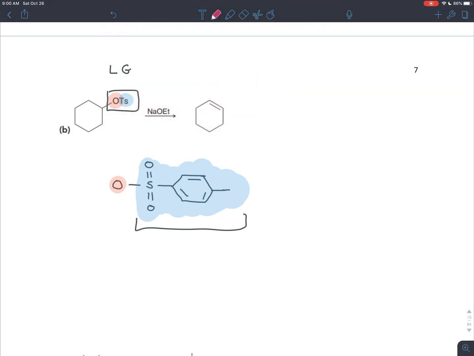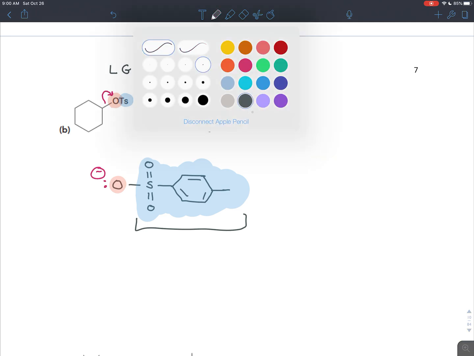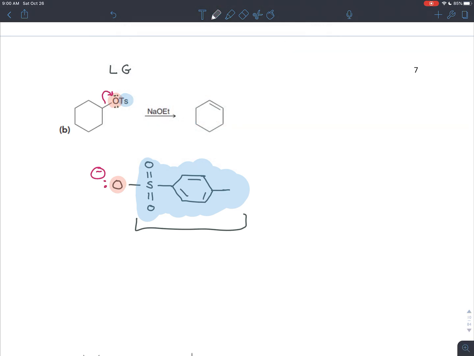Now, the reason why this is such a good leaving group: if you're ever unsure and you're thinking, I don't know if this is a good leaving group or not, take the electrons, put them onto the leaving group, and see if they're stable. Because if they are, then it's a good leaving group, and if they're not, then it's not. So if you have the lone pair there going onto that oxygen and bringing a full negative charge onto that oxygen, remember there are two other lone pairs already on that oxygen.